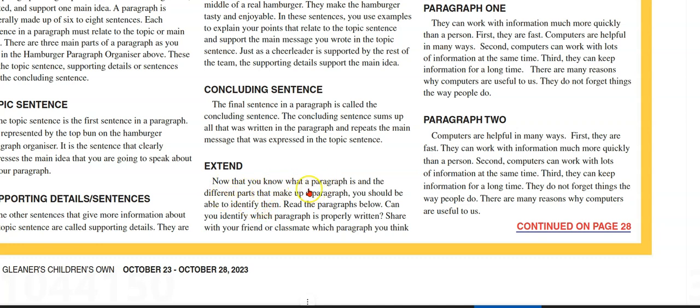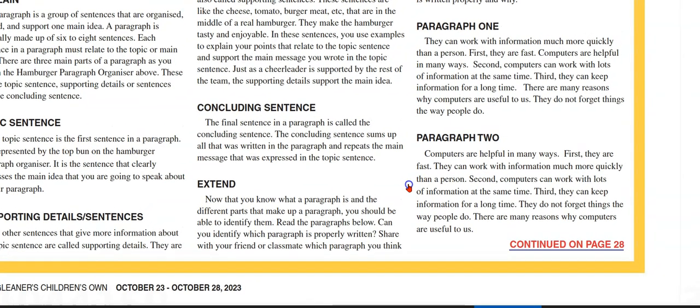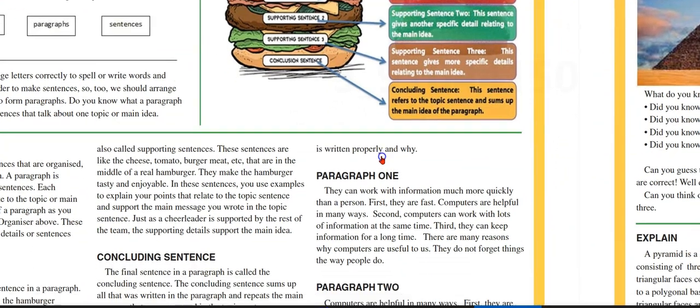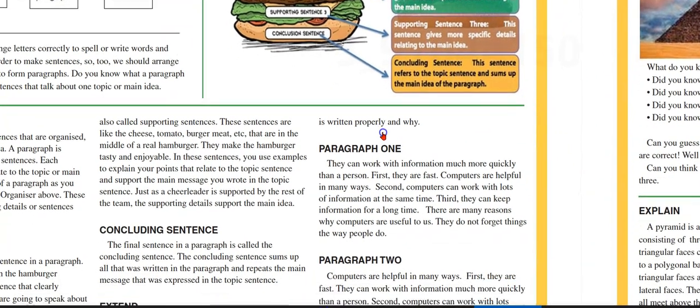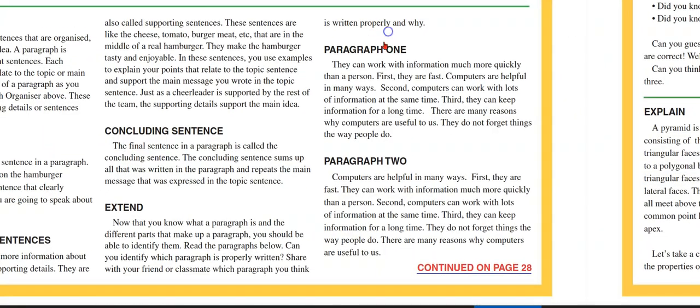Extend. Now that you know what a paragraph is and the different parts that make up a paragraph, you should be able to identify them. Read the paragraphs below. Can you identify which paragraph is properly written? Share with your friends or classmates which paragraph you think is written properly and why.